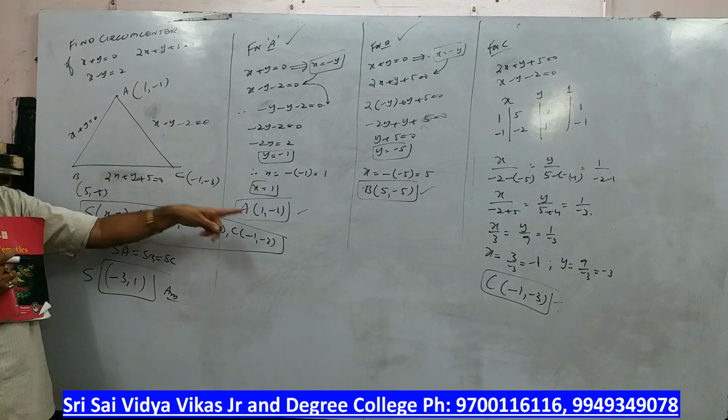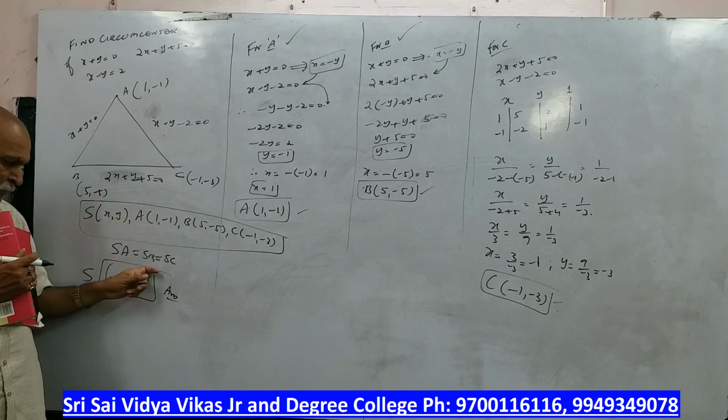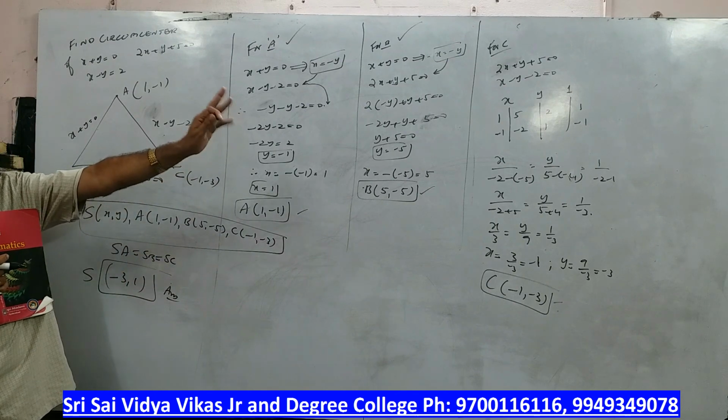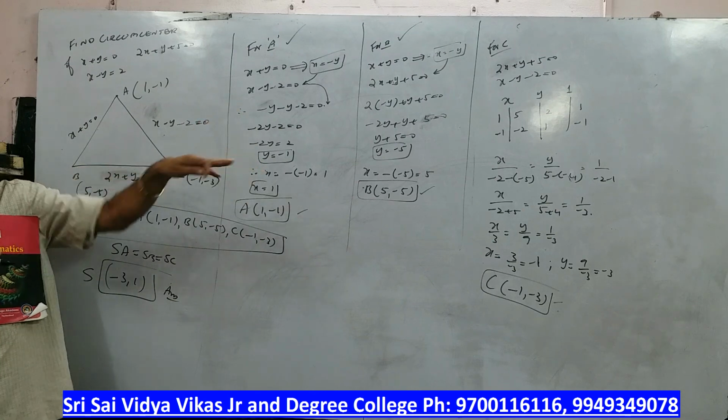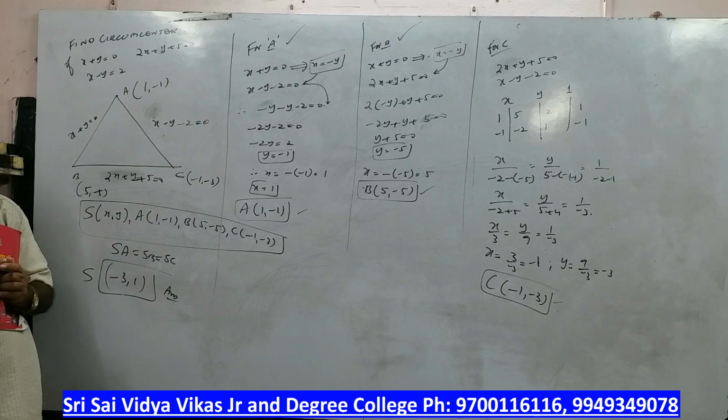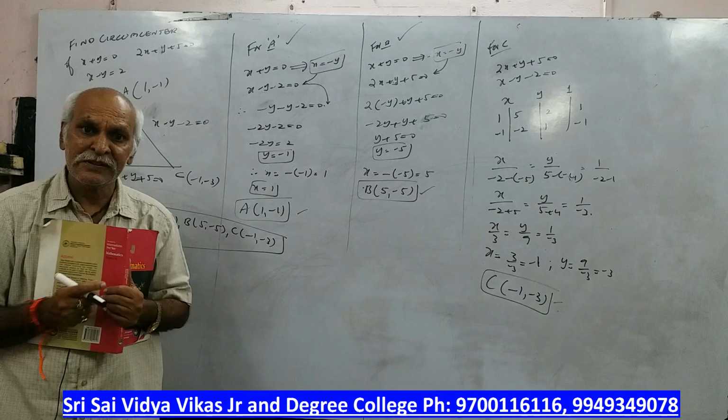Okay, given up to here, then I am asking to find SA is equal to SB, SA is equal to SC, same procedure, and solve for x and y. Equation like this, then you have to use cross multiplication method, then you have to get x value minus 3, y value 1. Okay, circumcenter we have finished. Next class we will see orthocenter.